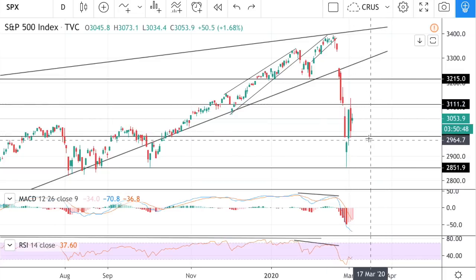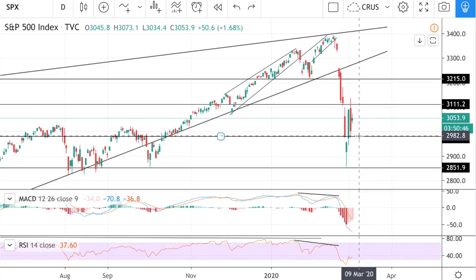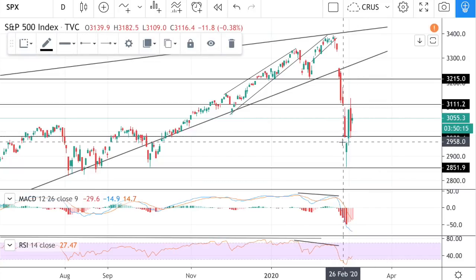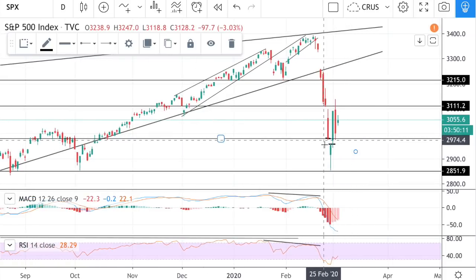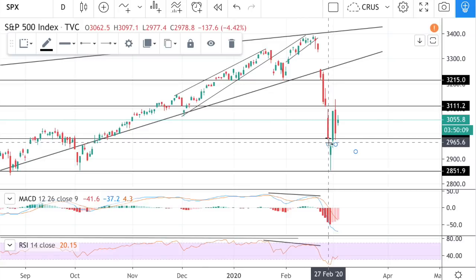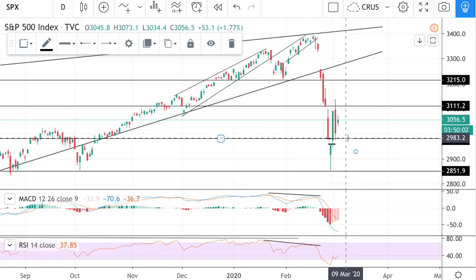So this is the first level right here, which corresponds to the top of this gap right here. You can see it better on the hourly chart, but you can see it here on the daily. There's a small gap here, and we're currently hovering above it, and it's acting as a support level.